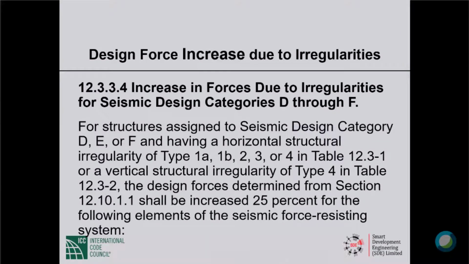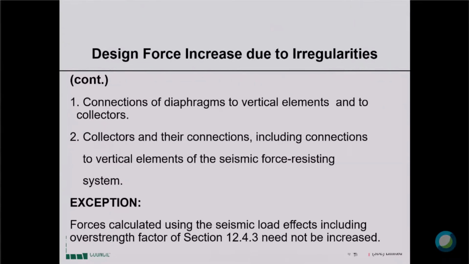Increase in forces due to irregularities. So for structures assigned to design categories D, E, and F, in ASCE 7, having horizontal type 1A, 1B, 2, 3, or 4, or vertical type 4, the design forces determined from the section shall be increased 25% for the following elements of the seismic force resisting system: connections of diaphragms to vertical elements and to collectors, and their connections, including connections to vertical elements.